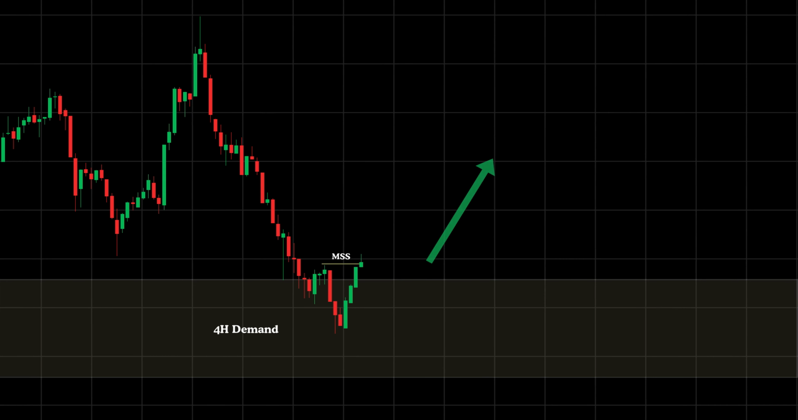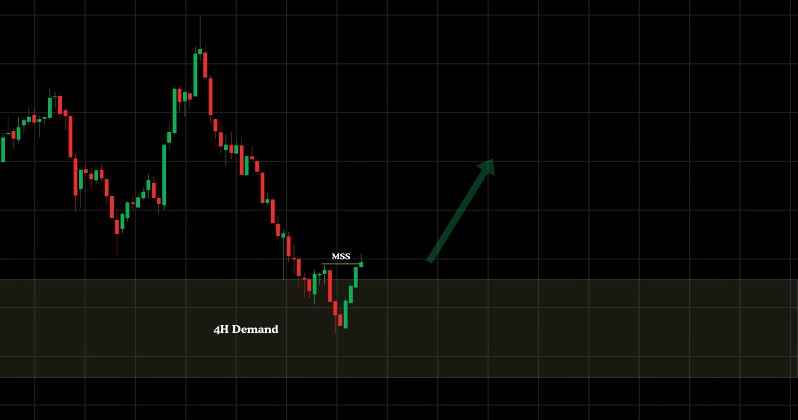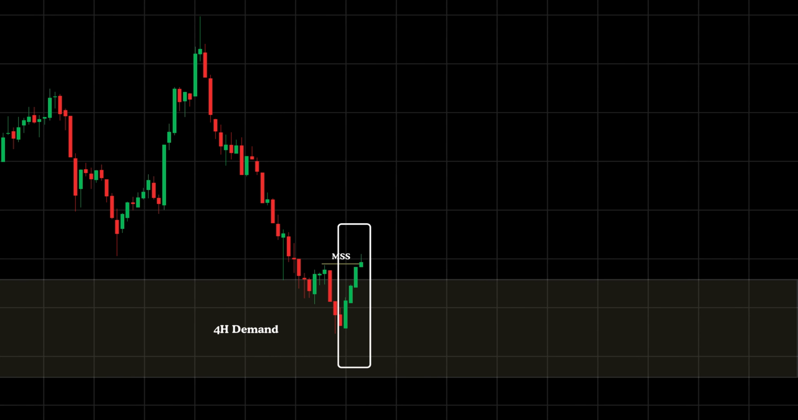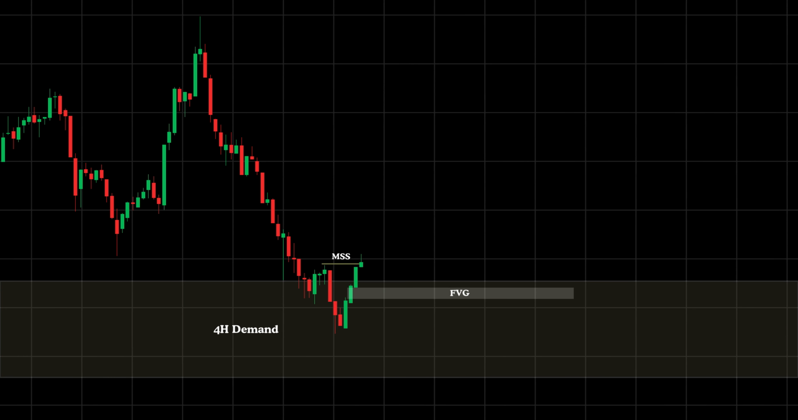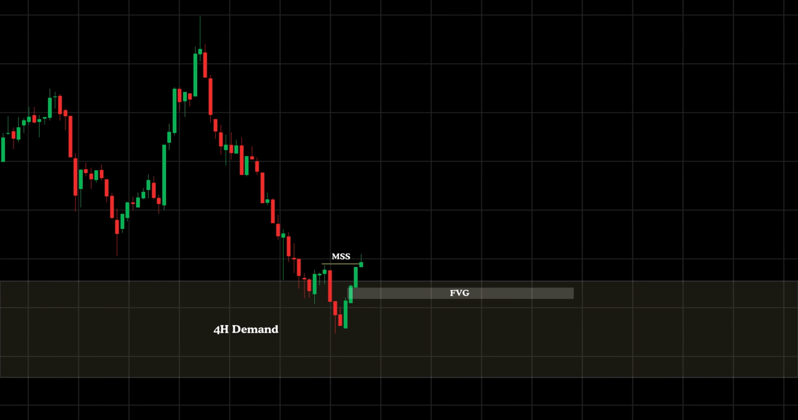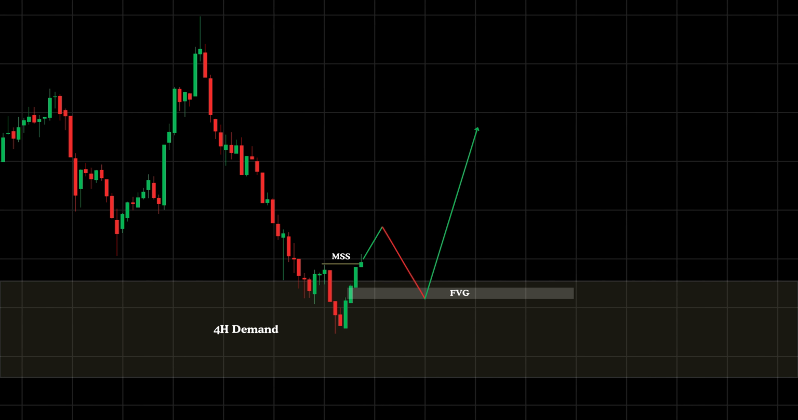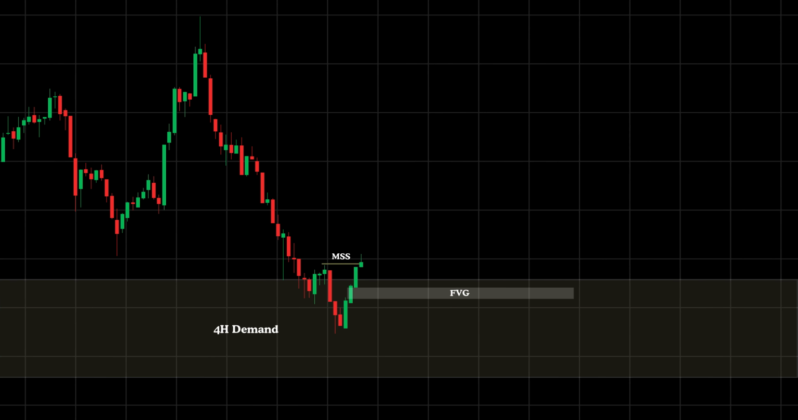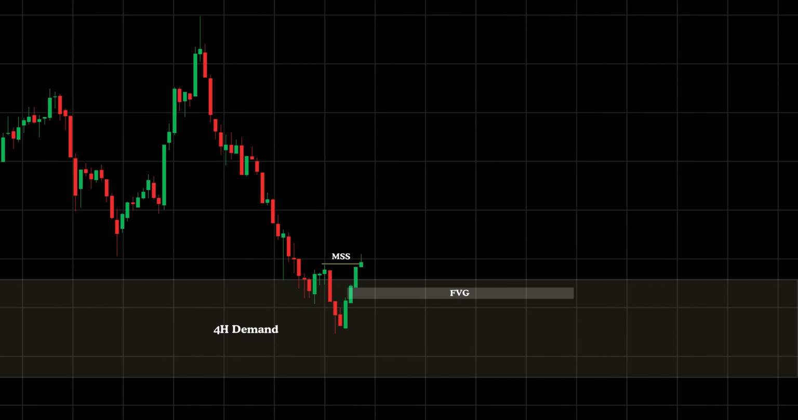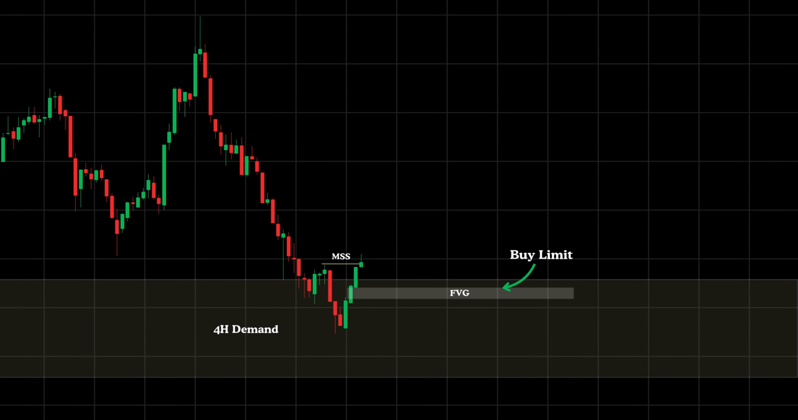This could be a fair value gap, an order block, or an inverted fair value gap that forms within the market structure shift leg. Looking closely, you can see that price has formed a bullish fair value gap within this structure shift leg. This zone often acts like a magnet, drawing price back before resuming the move to the upside. So, in this case, I place my entry at the highest point of that 15-minute bullish fair value gap using a buy limit order and simply wait for the order to be filled.